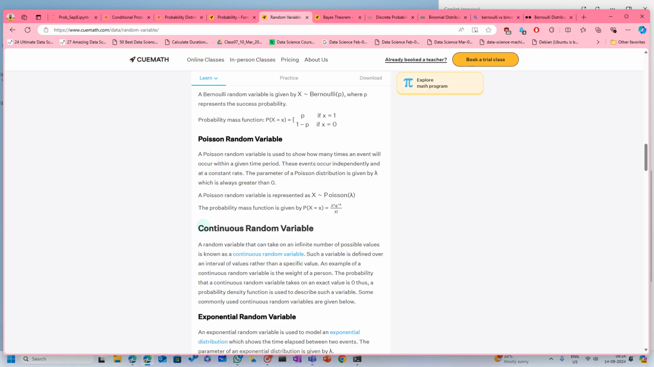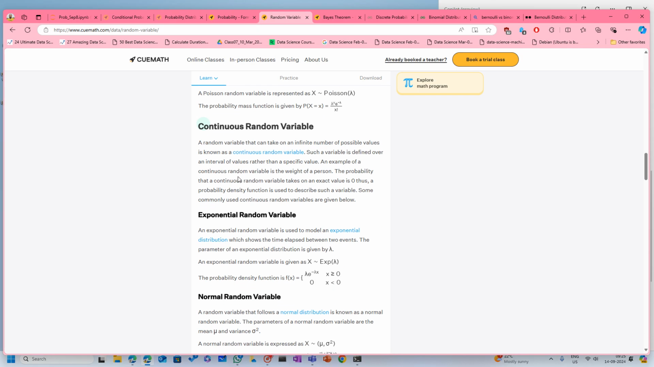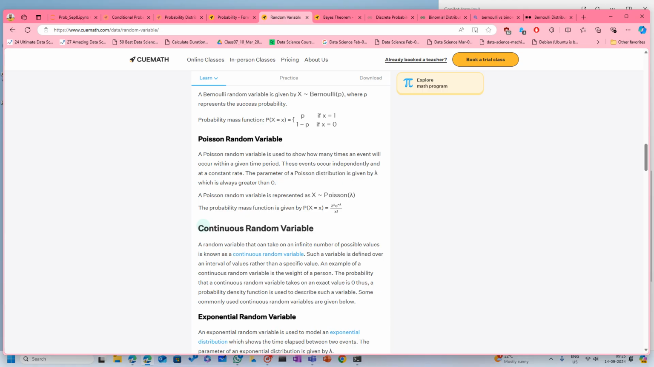Poisson distribution is nothing but it will show you how many times an event will occur within a given time period. Now here there is an involvement of time. Previously there was no time. For binomial also there is no time, and for geometric also there is no time, but for Poisson distribution there is a time factor.